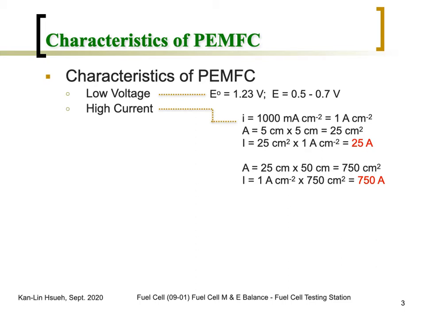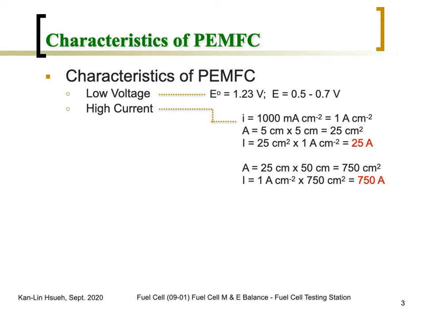It's much lower than a single dry cell. A single battery may be about 1.5 volt. A single lithium battery may be 3.5 to 4 volt. But the fuel cell outputs a very high current.